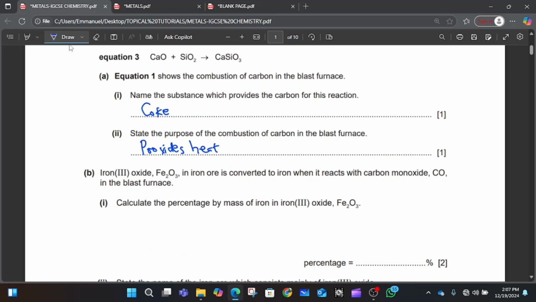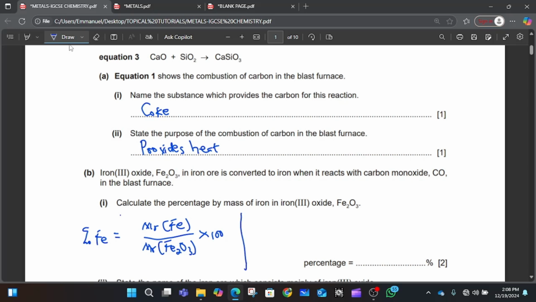B. Iron 3 oxide, Fe2O3, in iron ore is converted to iron when it reacts with carbon monoxide, CO, in the blast furnace. I. Calculate the percentage by mass of iron in iron 3 oxide, Fe2O3. So to calculate the percentage of iron, it is equal to the molar mass of iron divided by the molar mass of the whole compound in which iron is found, iron 3 oxide, times 100.